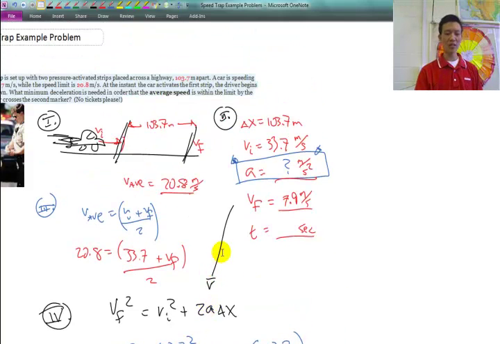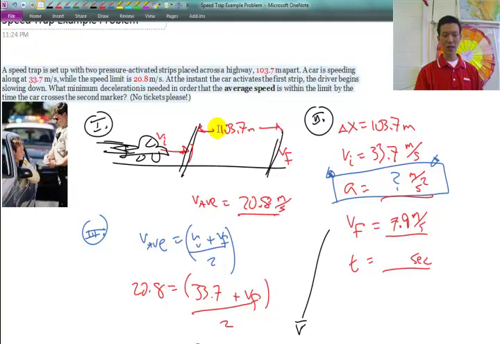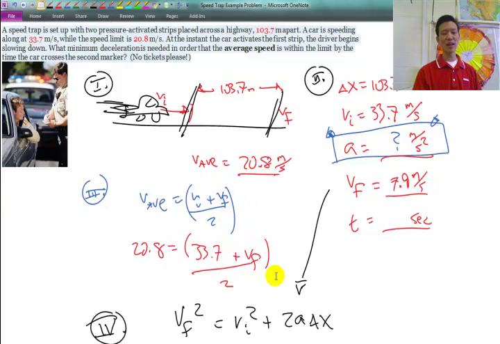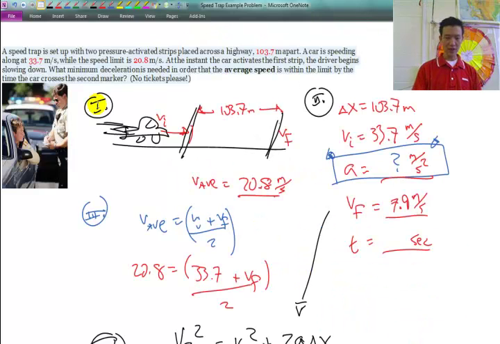Okay? To recap, picture is really important to see what's going on. Not only do you have a car driving along between two pressure-activated strips on a speed trap, you're only given the initial velocity and the average velocity. That's the tricky part. So to get the average velocity, you have to use VI plus VF over 2 to get the final speed. Then when you divide out, you can get the acceleration, and then you get your final answer. Okay? That's the speed trap problem in a nutshell.